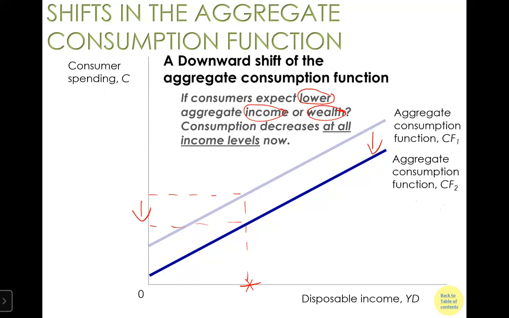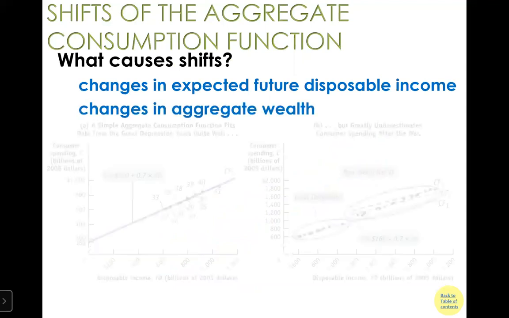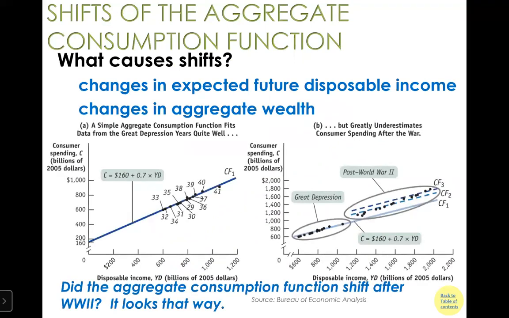Now in the next slides, we will look at what causes a shift. Typically, the causes include changes in expected future disposable income and a change in aggregate wealth. If there's a change in current disposable income, then we are going to see a move along the consumption function. A change in wealth is different from a change in current disposable income. Just make sure you see the difference.